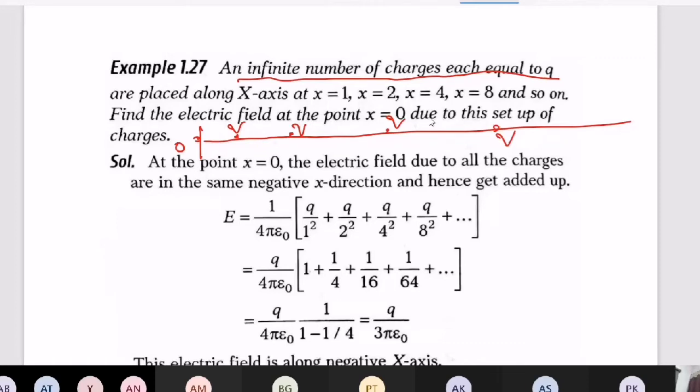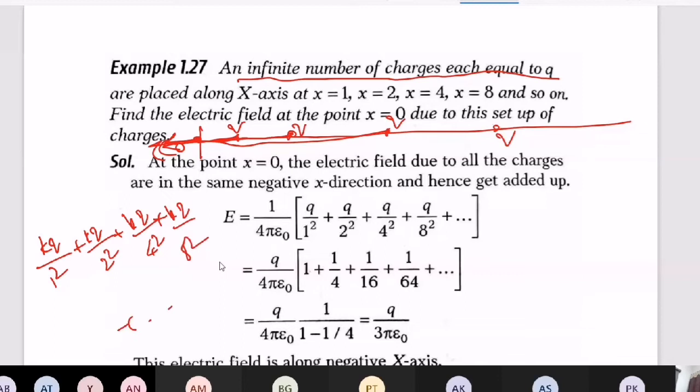Now all charges are along the same line. They are asking to find the electric field at the point x equal to 0, nothing but the origin. At the origin, the field due to the first positive charge is kq by r square, directed away. Due to the second charge it is also kq by r square, away. Due to this one also kq by r square, away, but the distances are different. So for the first charge kq by 1 square, plus kq by 2 square, plus kq by 4 square, plus kq by 8 square, and so on.